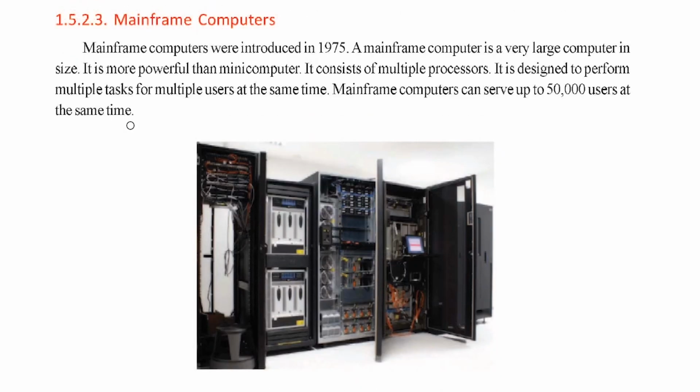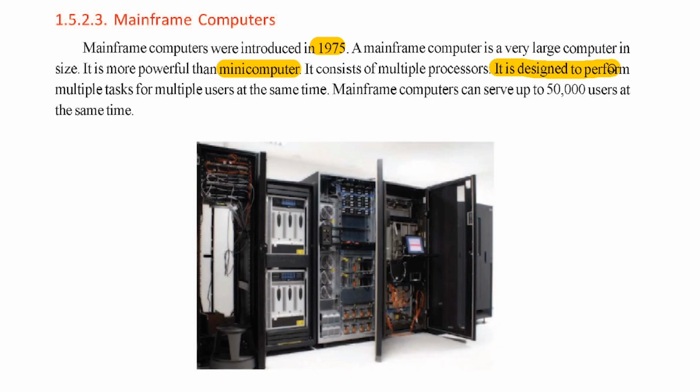Mainframe computers were introduced in 1975. Mainframe computers are very large in size. They are more powerful than minicomputers. As I told you, as we go up, they become much more powerful. And they consist of multiple processors, not only two processors, but many processors.